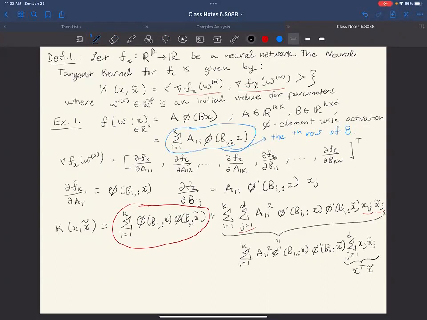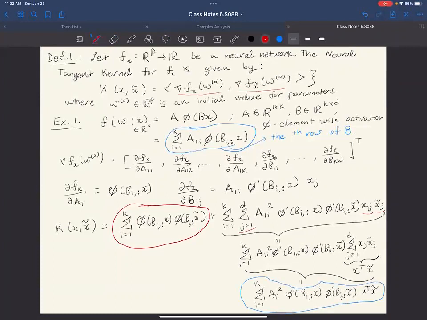And so if I reduce this even further, we'll see that this here is just the sum from i equals 1 to k of a1i squared, phi prime of bi colon x, phi prime of bi colon x tilde, times x transpose x tilde. And I'm going to circle this term in blue here.